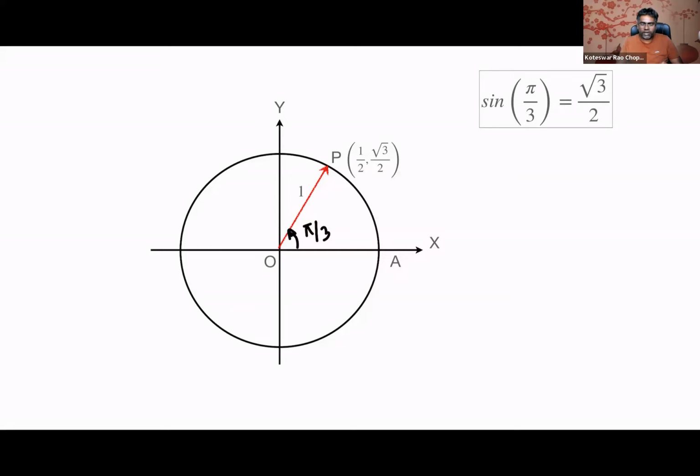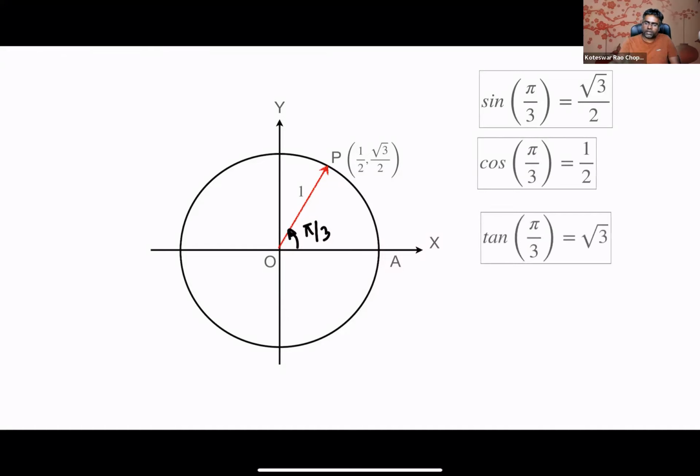Okay, now have I rectified my mistake? So sine 60 degrees is root 3 by 2. Cos 60 degrees, which is cos pi by 3, is 1 by 2. And then tan will be a division of these two. So you will end up having root 3. Okay, I think we're okay here.